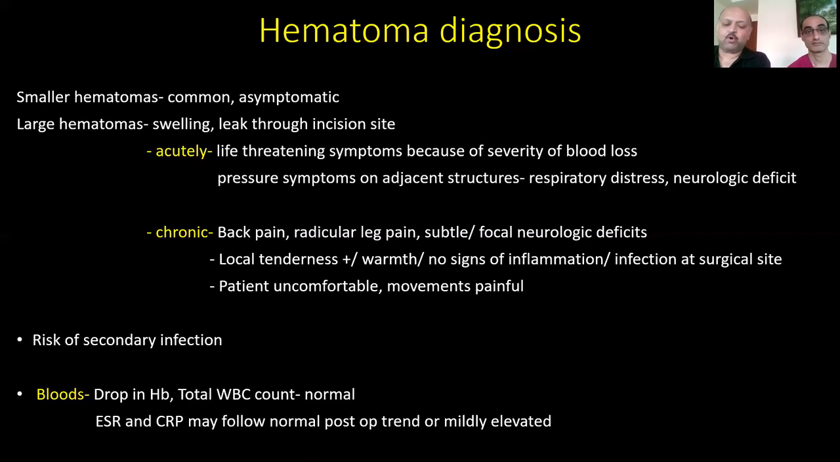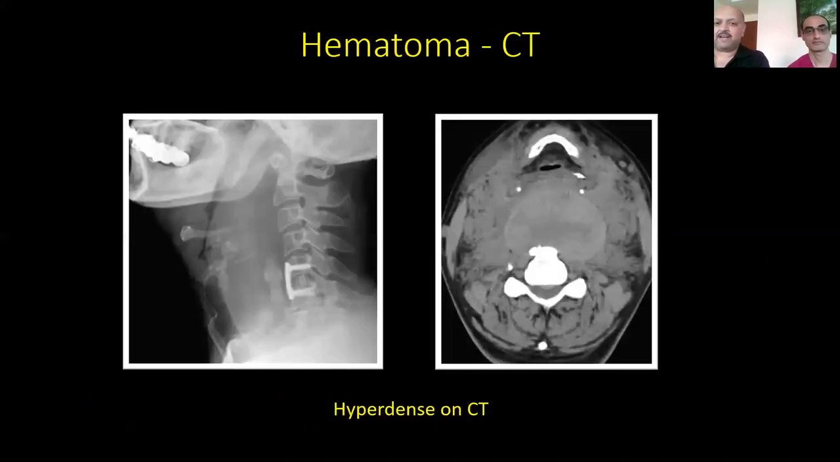Total count and hemoglobin are normal. ESR and CRP may be slightly elevated. Now on radiographs, a hematoma may present with an increased prevertebral shadow like this, or on CT, it will typically show a hyperdense appearance. So that is a very important finding which will suggest the diagnosis of a hematoma, hyperdense appearance on the CT.